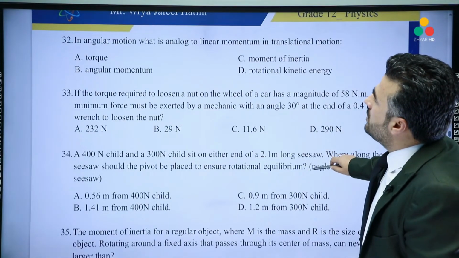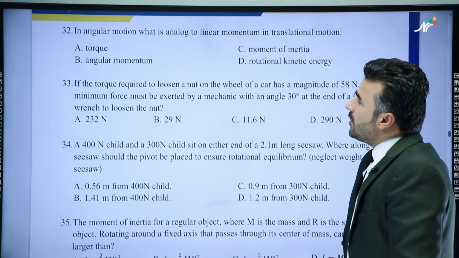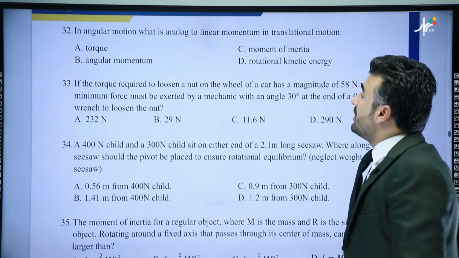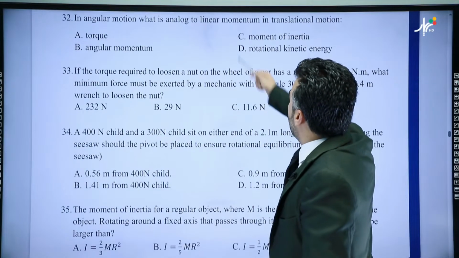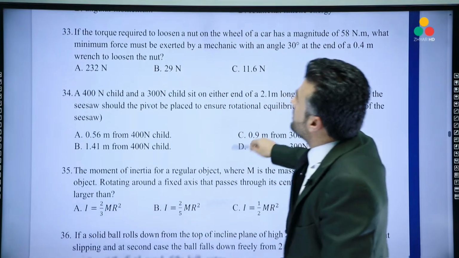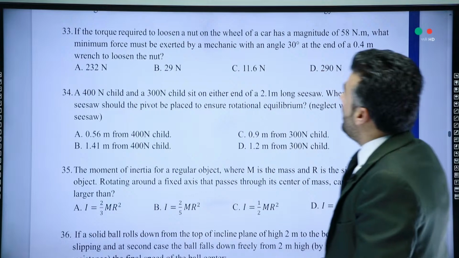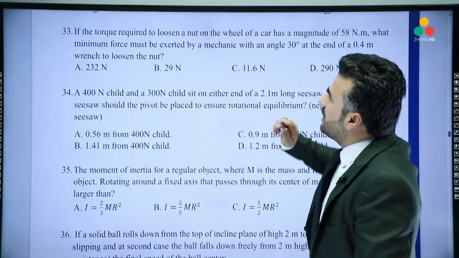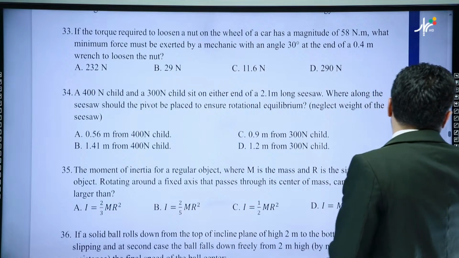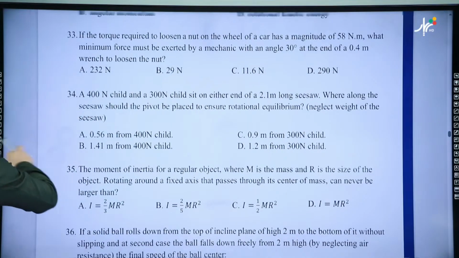Angular motion with the analog of linear. By the way, in angular motion, what is the analog of linear momentum? So we have linear and angular momentum. If it is linear, the analog in rotational motion would be the angular momentum. Linear momentum, angular momentum, easy. This one is also, take a look. If the torque required, we've solved a question like this, I believe, as well. Let me give you an idea for this.